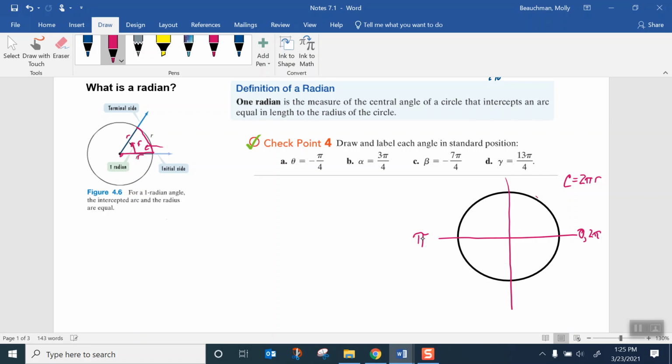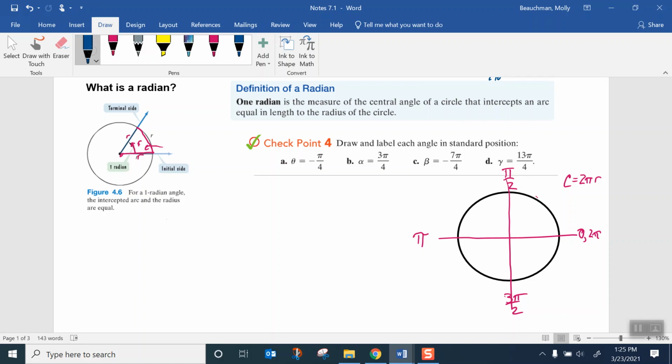So if pi is halfway around, then a quarter is pi divided by 2. So there's 0, pi divided by 2, pi, add another pi over 2. This is 3 pi over 2. So those are the measures in radians.